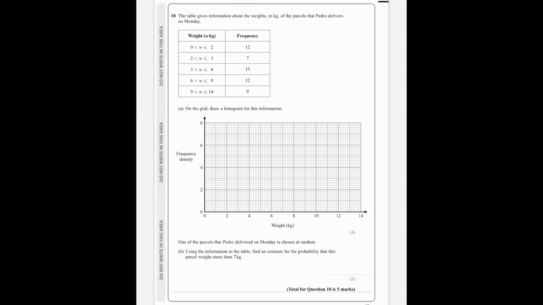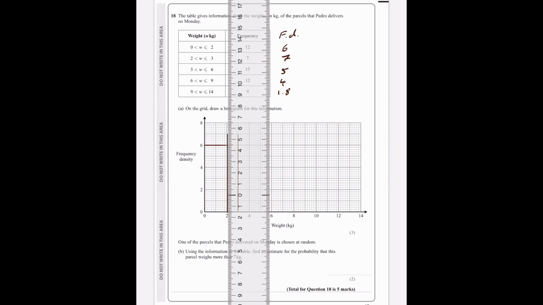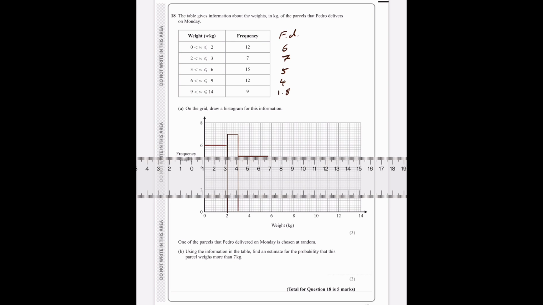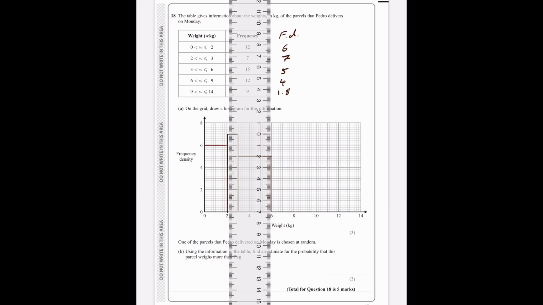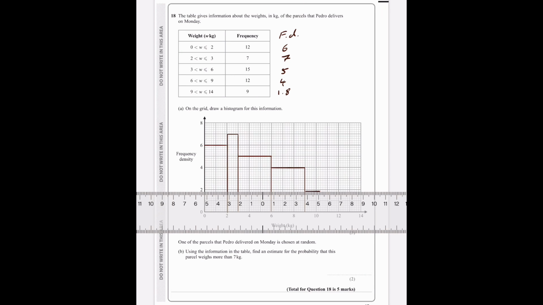Question 18, histograms. We're looking at frequency density, so I'm dividing the frequency by the class width. So the first one is 12 divided by 2, and 7 divided by 1, 15 divided by 3. For each of those class widths, I'm just working out the difference between the start and the end point of the class. And we'll plot some bars that have the correct height in terms of their frequency density, and also span the width of the class itself.